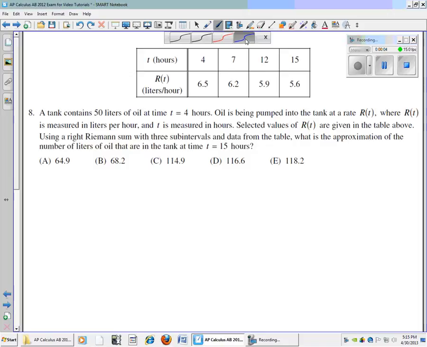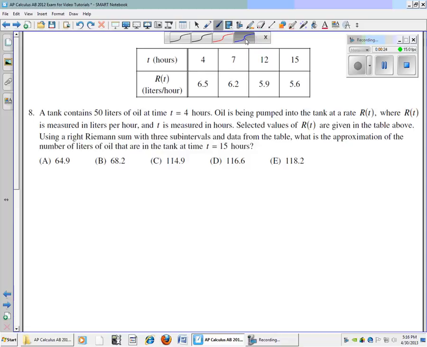This is problem number 8 of the 2012 AP Calculus exam. A tank contains 50 liters of oil at time t equals 4 hours. Oil is being pumped into the tank at a rate of R of t, where R of t is measured in liters per hour, and t is measured in hours. Selected values of R of t are given in the table above.